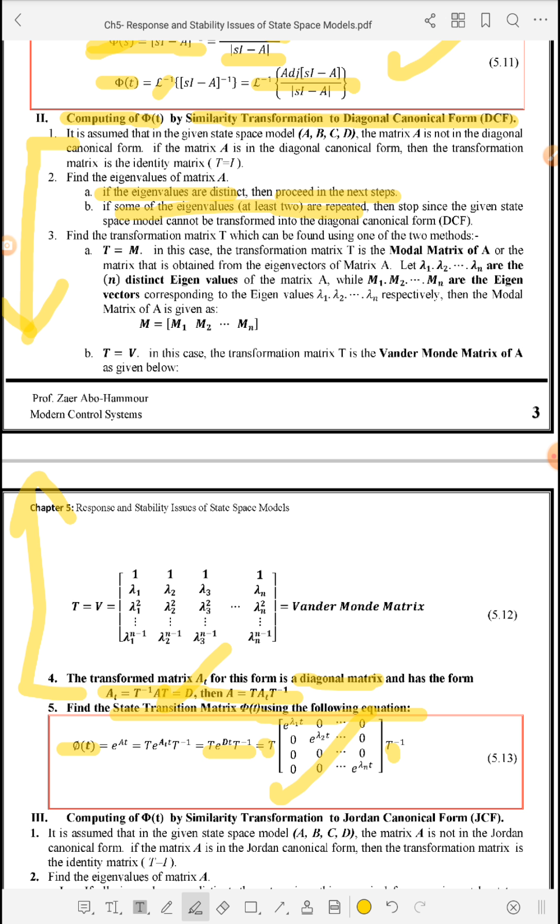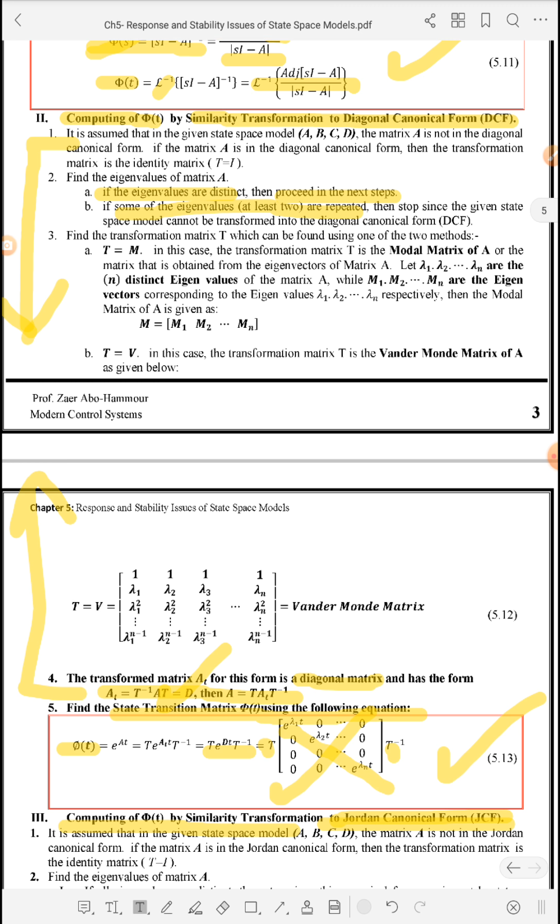And don't forget that the diagonal matrix contains the eigenvalues in its diagonal. So e to the power Dt will be a diagonal matrix with the exponentials of the eigenvalues multiplied by the time, and in this way we will obtain the state transition matrix. So this is the second approach, where the eigenvalues are distinct. But if the eigenvalues are not distinct, then we should proceed to the transformation based on JCF, not DCF.